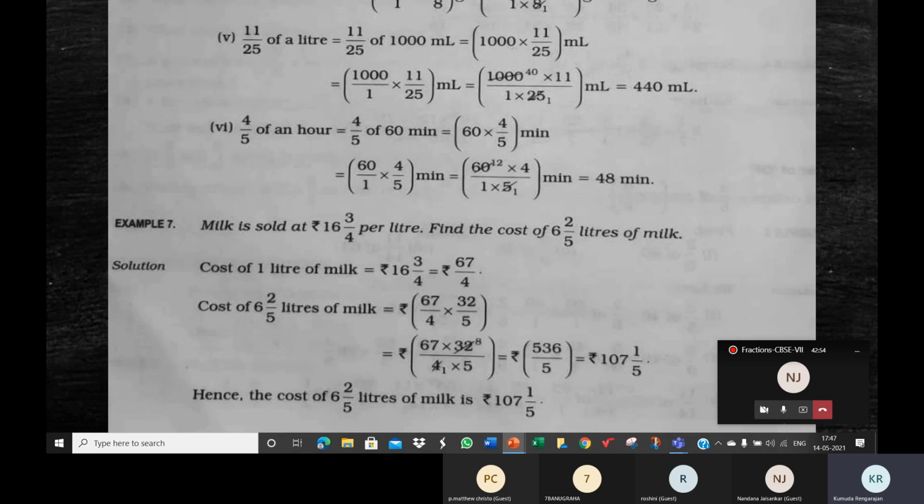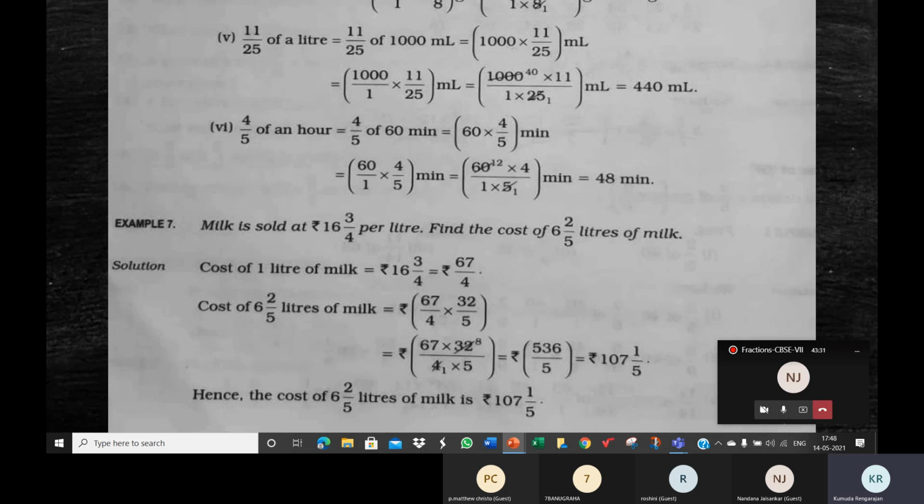16 taken 4 times, 16 plus 16 plus 16 plus 16, is 4 into 16. Recall from your lower classes: repeated addition is multiplication. You are adding 16 to itself 4 times. 16 into 4 is 64 rupees. So you have to give the milkman 64 rupees. This situation is multiplication because it's repeated addition.